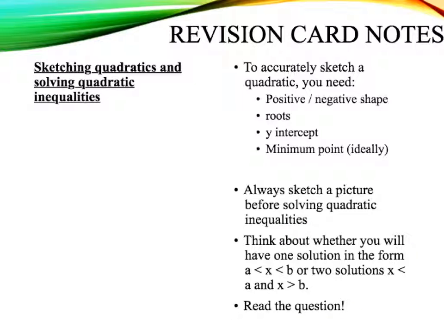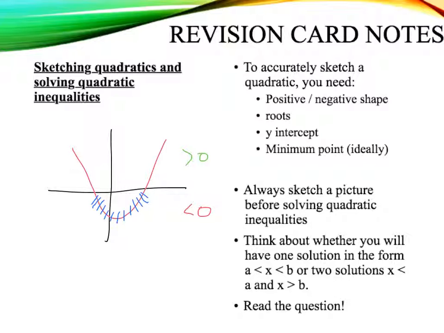Sketch a picture before solving any quadratic inequalities. This is going to be key, because then you can think about whether you're going to have more than one solution. So if you've got a quadratic inequality, let's say it's something like this, if it's less than 0, then you're going to be interested in all the areas below the curve down here, or if it's greater than 0, then we're going to be interested in the 2 areas up there and up here. So if there's more than one area, we're going to have to write it down as 2 separate solutions, like this. Or if there's just one area, we can do it as a single solution, like this.